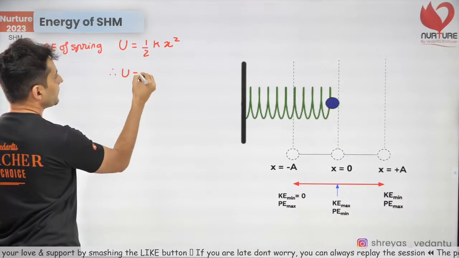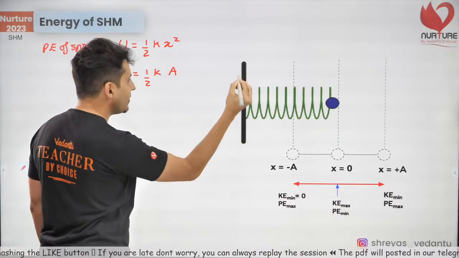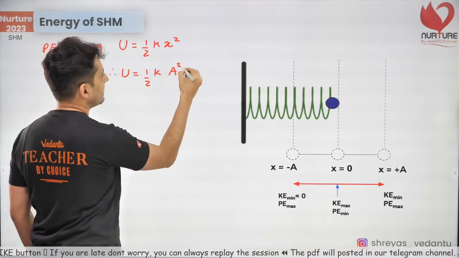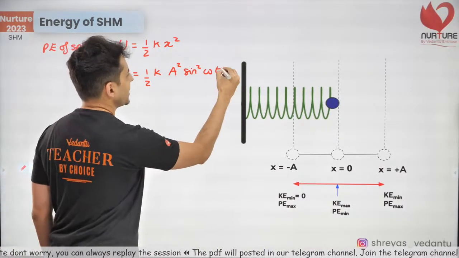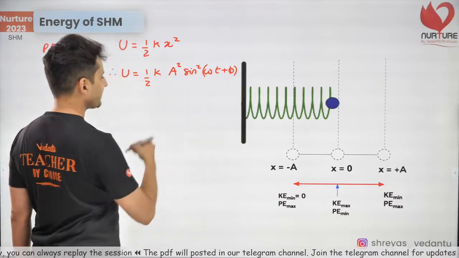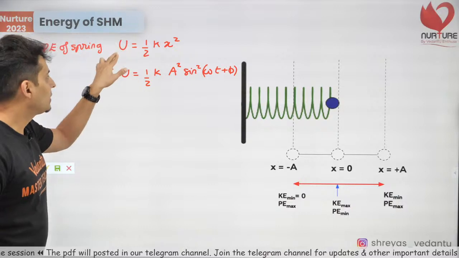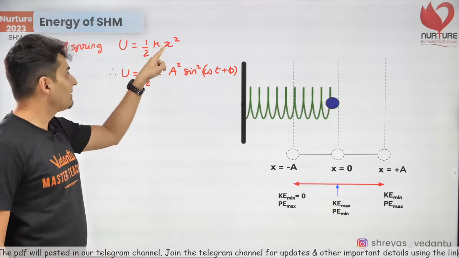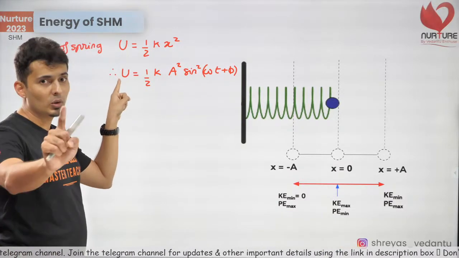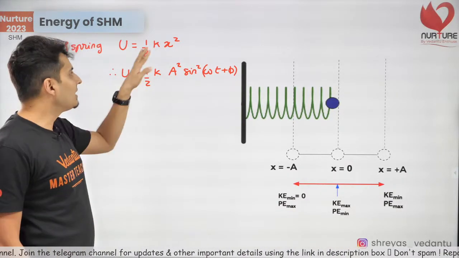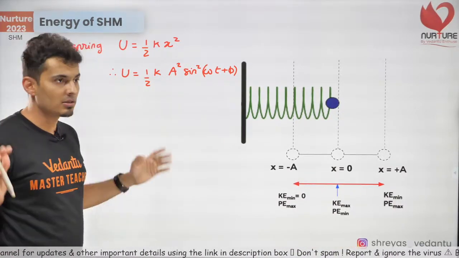And we all know that the value of x is nothing but A sin(omega t). So if I substitute that, it will become half k A square sin square (omega t plus phi). Okay, so if you want to put that phi, that's okay. So that's what the potential energy function looks like. So now that I know, if I've been given the value of x, I can find U. If I've been given the value of time, then I can find out U, which is the potential energy. So either I should know x or time to find the instantaneous potential energy.